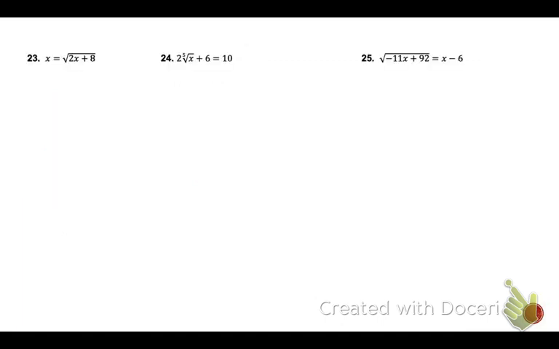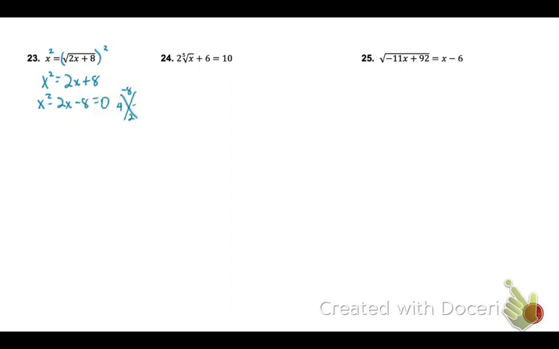Look at number 23 with me. We are ready just to square both sides, so we'll get x squared on the left side equals 2x plus 8. We have a radical to solve, so let's move everything over to the left side. We'll subtract the 2x and the 8.